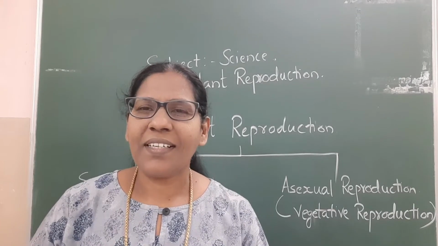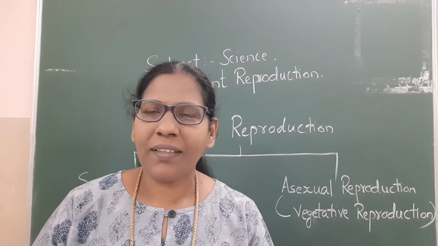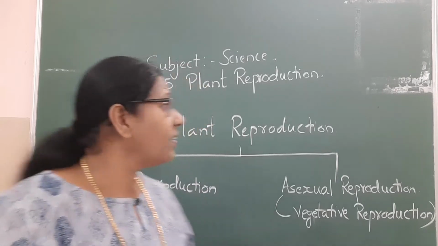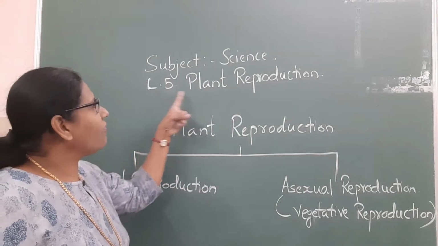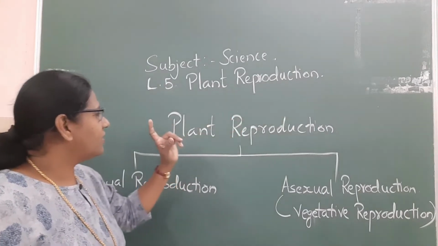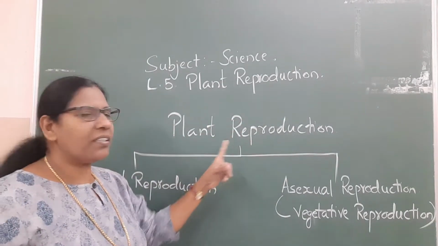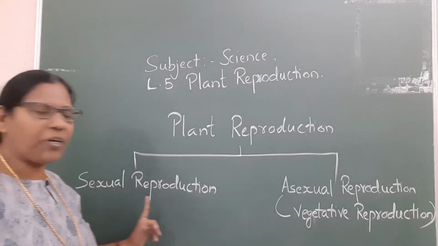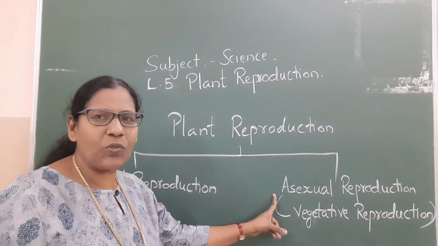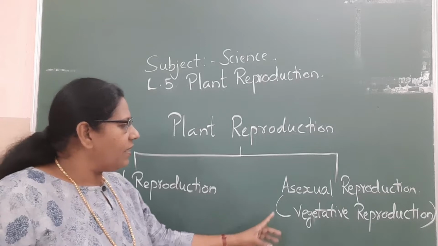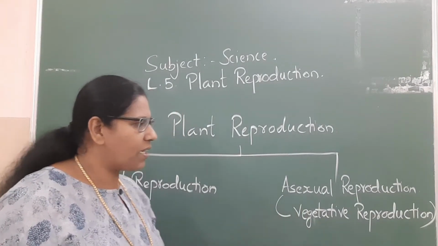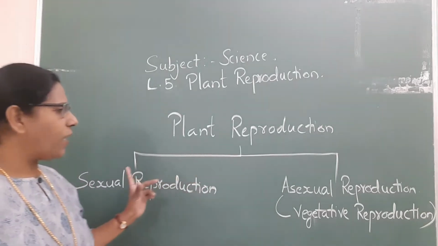Hi students, today we are going to learn lesson number 5, plant reproduction. Plant reproduction has two types. Number 1, sexual reproduction. Number 2, asexual reproduction. Asexual reproduction is otherwise called vegetative reproduction. We'll see one by one.